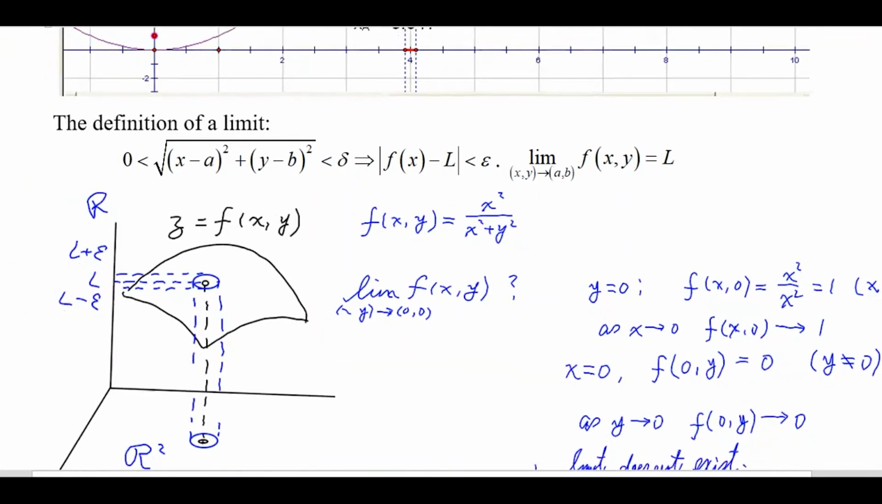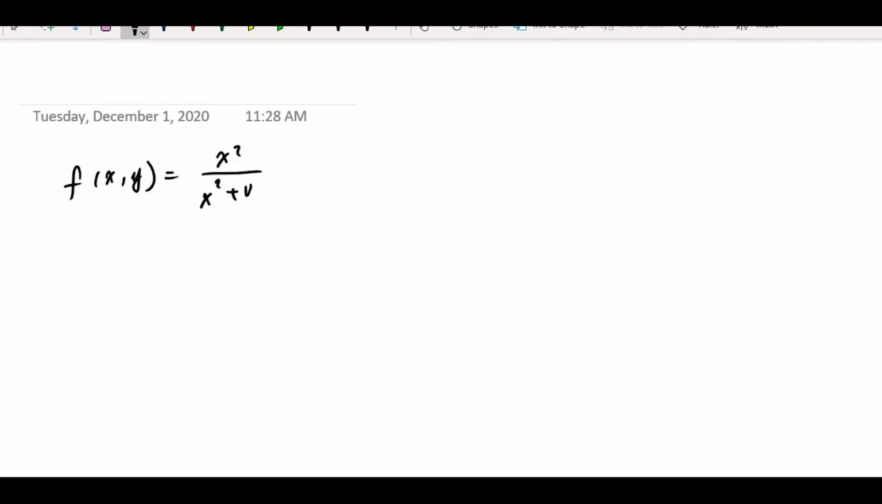So let's take examples now, shall we? This one is a nice example. Now I'm going to switch live. So let's take that example. If we have this function, f of x and y, is equal to x squared over x squared plus y squared. Generally, for a nice, well-behaved function, the limit exists everywhere, and we can just substitute. No problem.